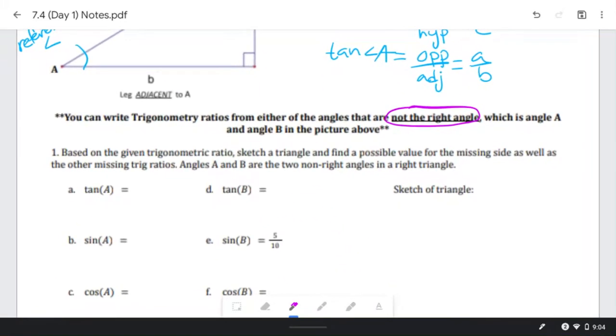All right, let's start with number 1. Based on the given trigonometric ratios, sketch a triangle and find a possible value for the missing side as well as the other missing trig ratios. Angles A and B are the two non-right angles in a right triangle.